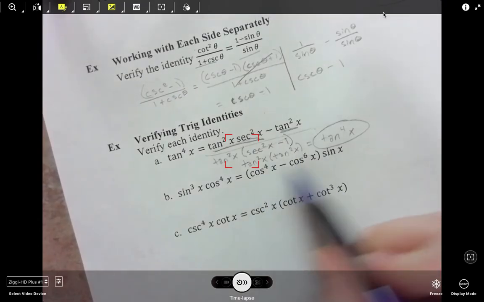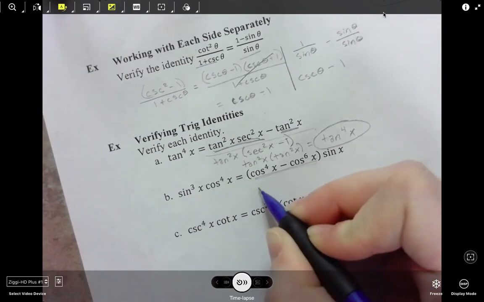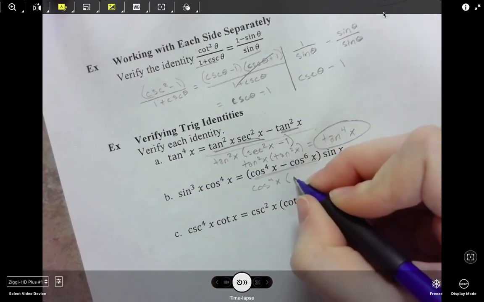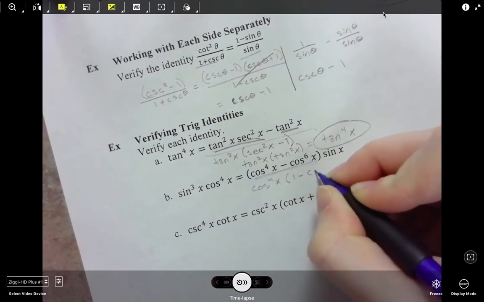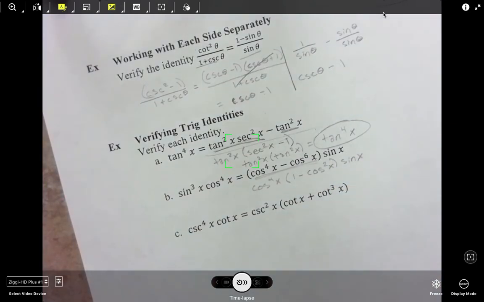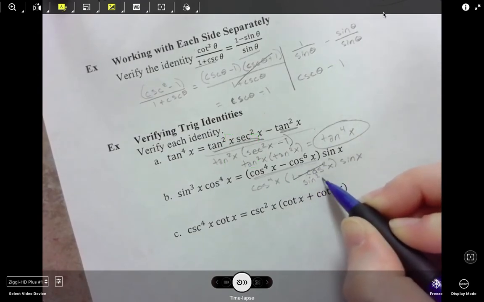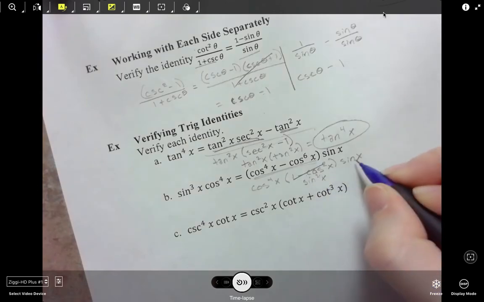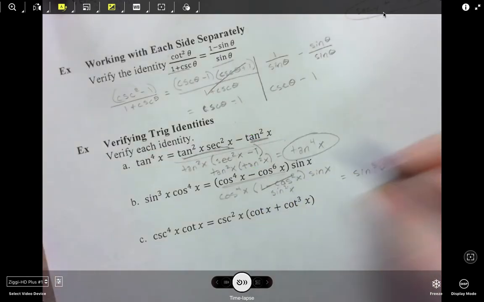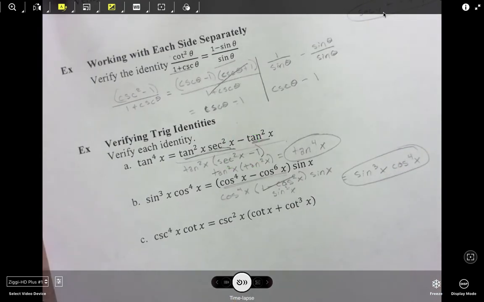Okay. This one right here, for this piece that's in parentheses, I can pull a cosine to the 4th power out, and that will leave me with 1 minus cosine squared x. And then I've got that sine of x hanging on to the end. 1 minus cosine squared x is sine squared x. And sine squared x times sine squared x is sine to the 3rd power of x with that cosine to the 4th on the front. And there we go. Okay.